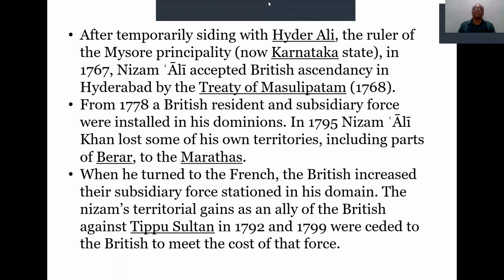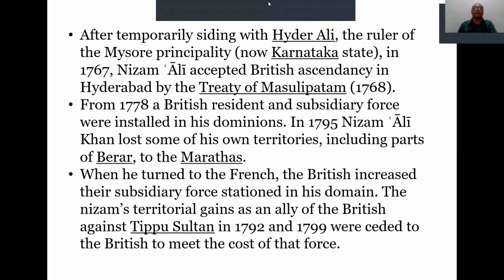Okay, let us see what happened after the Treaty of Masulipatam. From 1778, a British resident and subsidiary force was installed in his domains. In the year 1795, Nizam Ali Khan lost some of his territories, including parts of Berar, to the Marathas. So there were two developments. One is that the British stationed a resident and a subsidiary force, an army and a resident who controlled the army, in the domains of the Nizam from 1778 onwards, and Nizam Ali lost some of his territories, that is Berar, to the Marathas. So at this time, you have the British, the Marathas, Mysore and Hyderabad, some important kingdoms in South India having political ambitions.